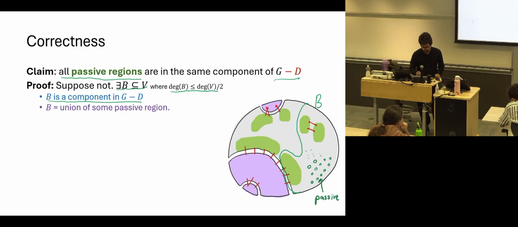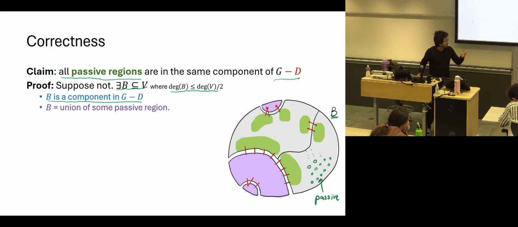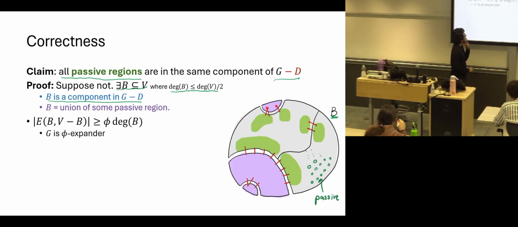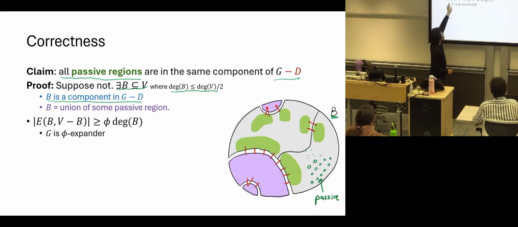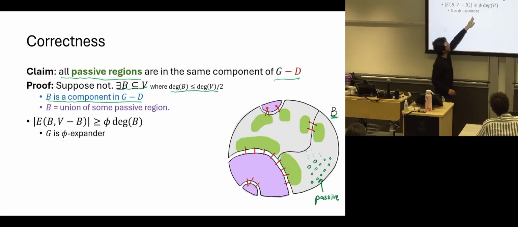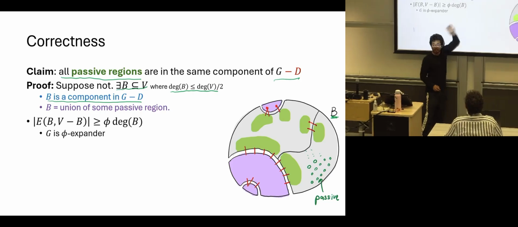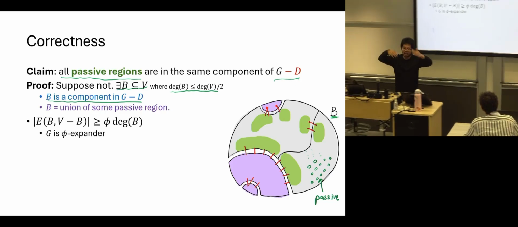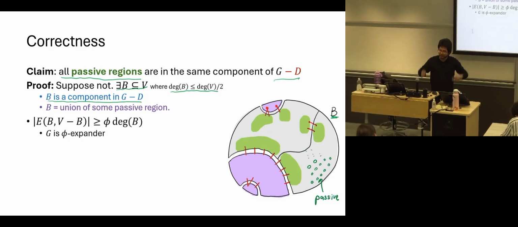Okay. So let's say you have B like this. It must respect the regions. On one hand, you know that the number of edges crossing B is going to be at least 5 times the degree of B, because this is an expander. There must be a lot of edges crossing B.